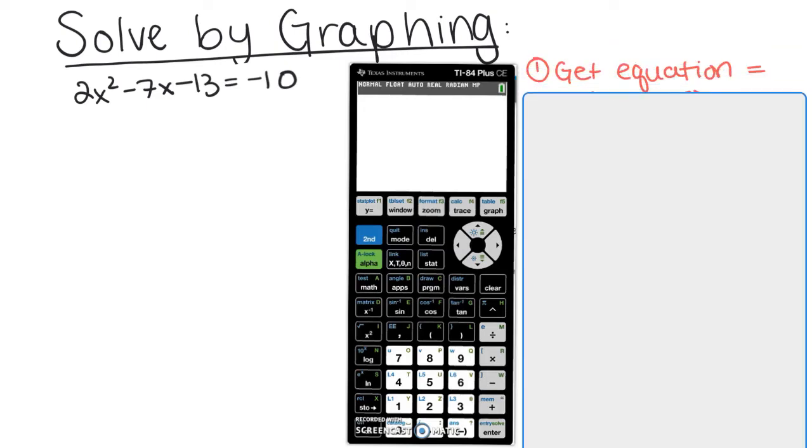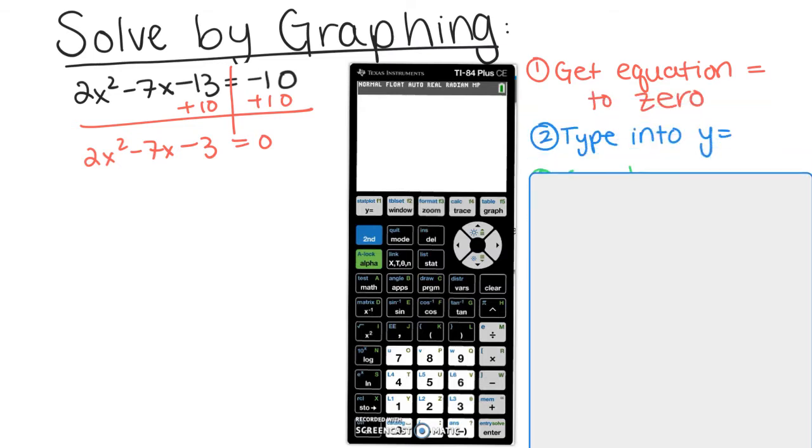First step is we need to make sure we get this equation equal to 0. So I'm going to draw my train tracks, and I need to make sure that this negative 10 goes away. So I do the opposite operation, which leaves me with 2x squared minus 7x minus 3 equals 0. This is where we are going to start graphing. So I have this little video, and I will walk you through the steps as we are going.